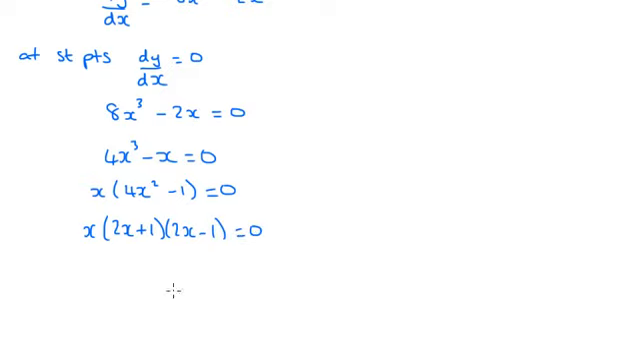And then the 3 x values are going to be x equals 0, x equals minus 1/2, and x equals positive 1/2. As I said, don't need to go back and find the y values, that's all we need to do for part 1.